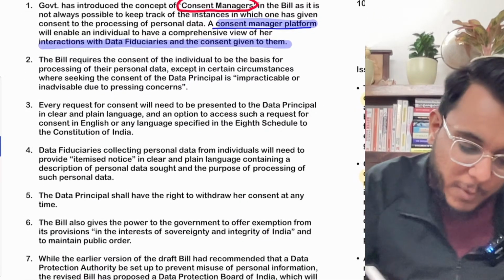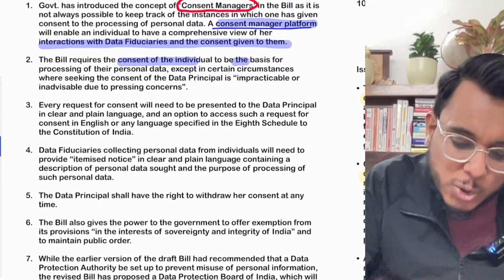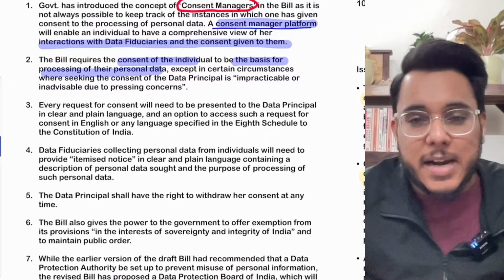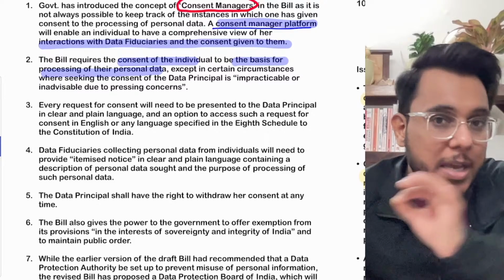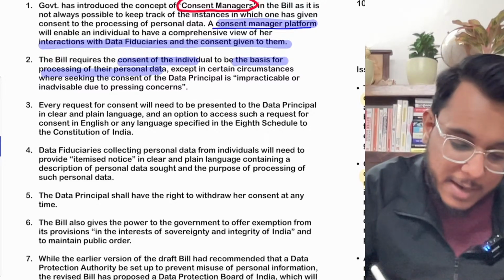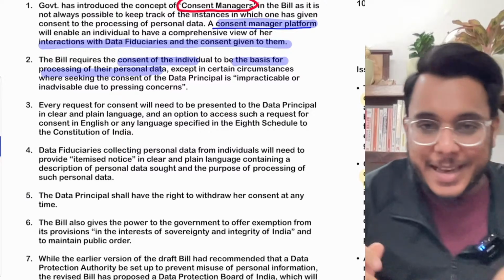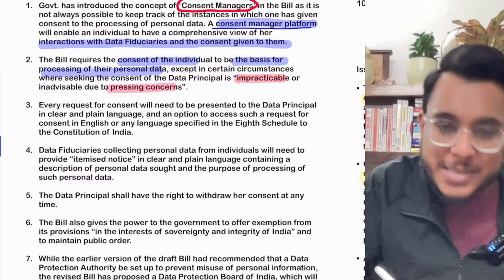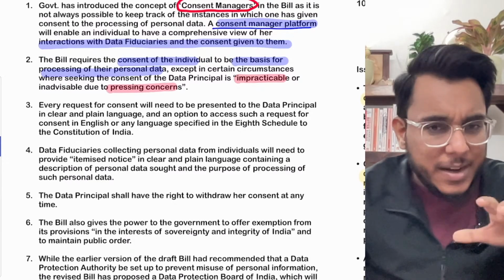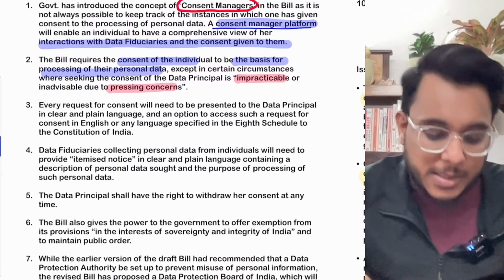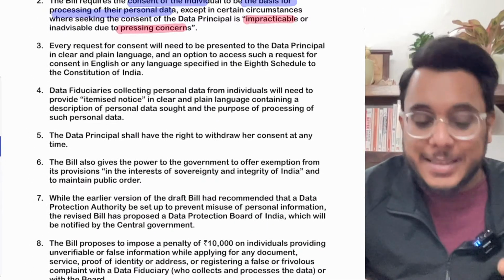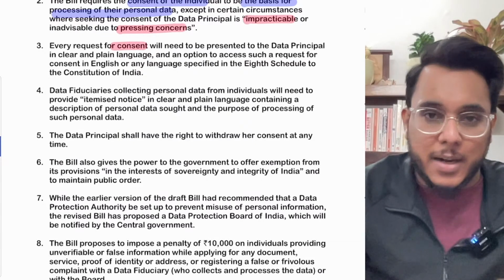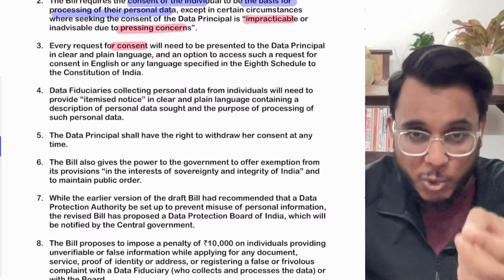Then the next thing provided is that the consent of an individual is to be the basis for processing their personal data. Without taking consent, no personal data can be processed or used, and no patterns can be made. It has been provided that consent has to be taken, except in cases where it is impracticable or, due to pressing concerns, consent cannot be obtained. Only in the rarest of rare conditions can you bypass that. Then it has been provided that every request for consent. Now suppose Facebook wants to collect your data, so Facebook needs to make a request asking whether you give consent or not.